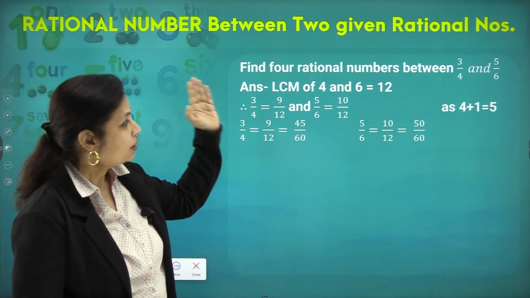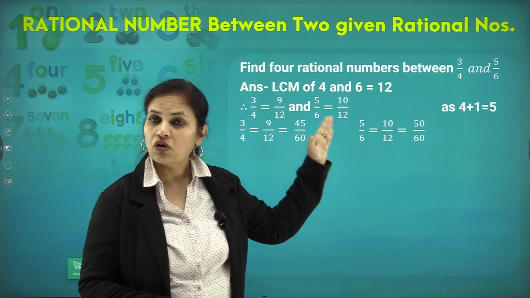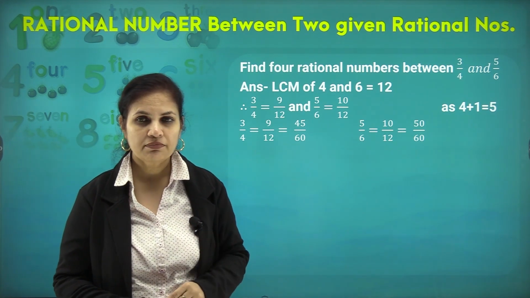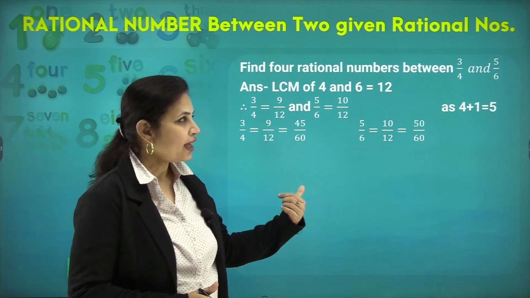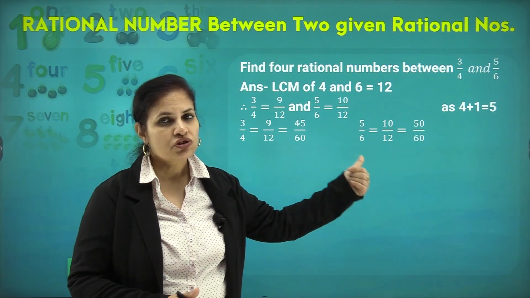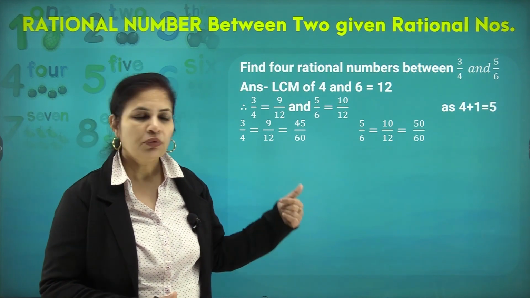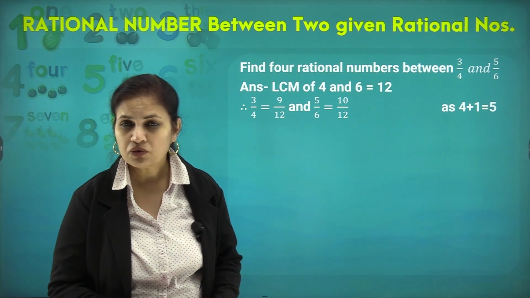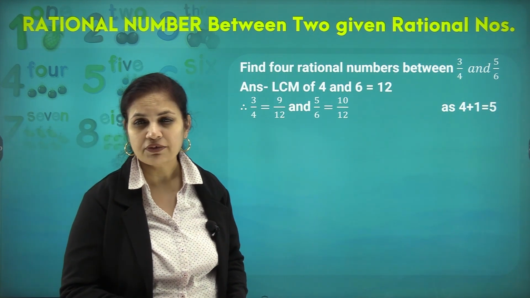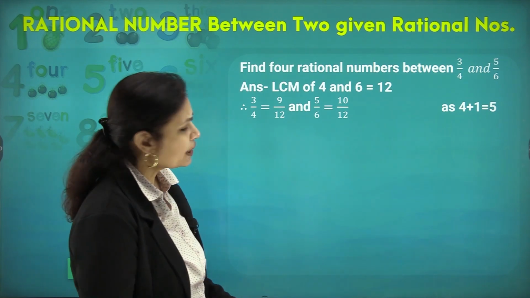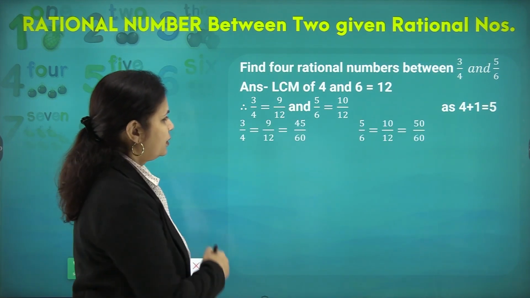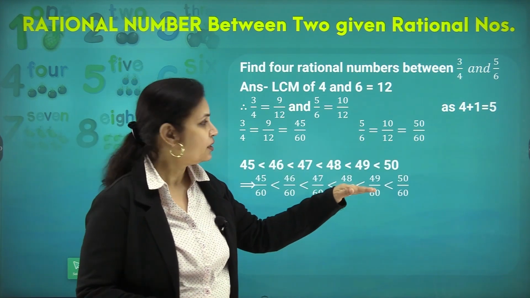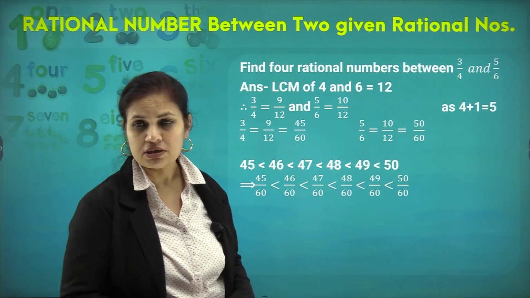So, where were we? We had got the common denominator as 12. But I have to find how many rational numbers? 4. For that, I need to make the denominator 5, which is not possible. So, what we will do, we will multiply the numerator and denominator of 9 upon 12 and 10 upon 12 by 5. I will get 45 upon 60 and 50 upon 60.